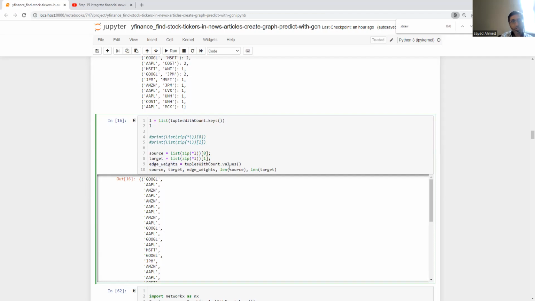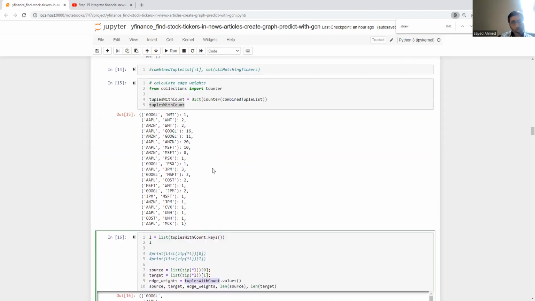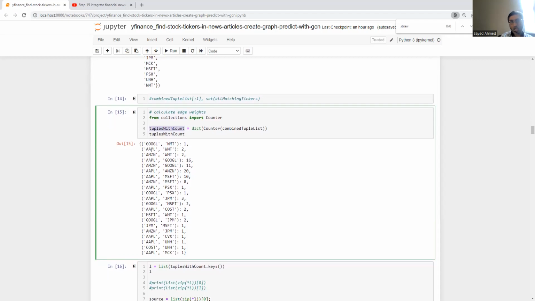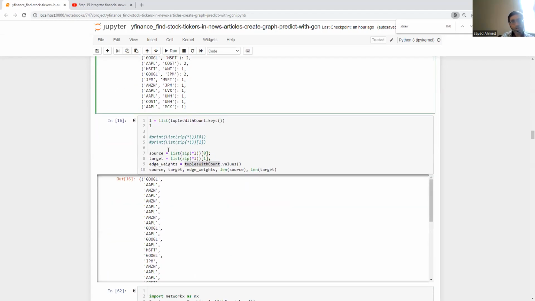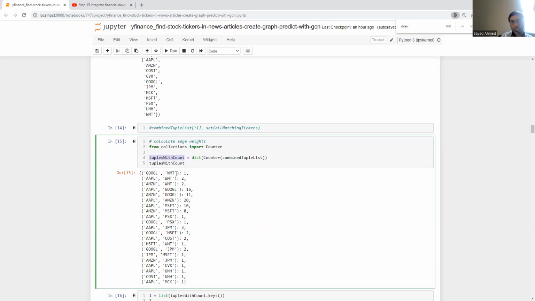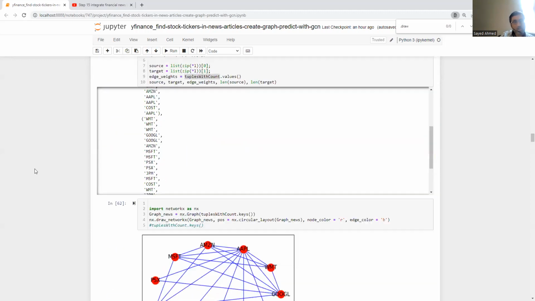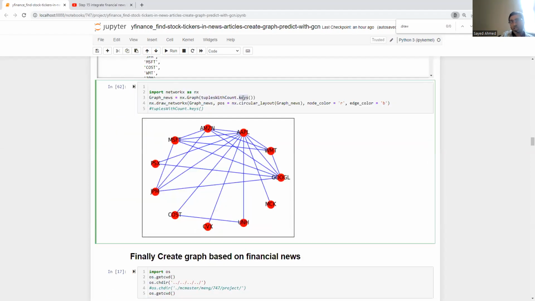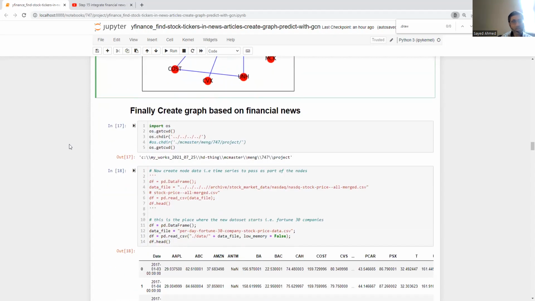Source and target. Okay, tuples with count. What is the tuples with count? Tuples with count, the edge and the corresponding weight, right? Edge between two vertices and the corresponding weight. How many news articles they got mentioned together, that's what the weight means. So I just took the keys, not the weight, just the connection, and I created the graph. I believe I could also show the weight on the graph, but I didn't go that far.